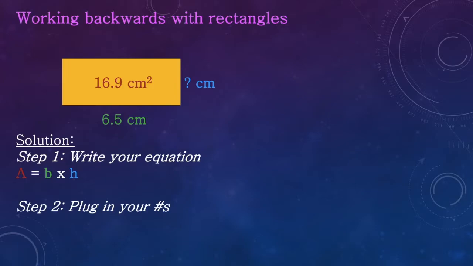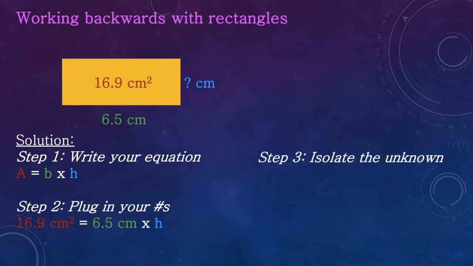Step 2 is plug in your numbers, meaning take the numbers that I gave you and put them in your formula. So simply 16.9 centimeters squared is equal to 6.5 centimeters times H. All right, this is simple enough. Write the formula, write your equation, plug in your numbers into that equation. Now step 3 is where it is very, very important. So listen extra carefully here.